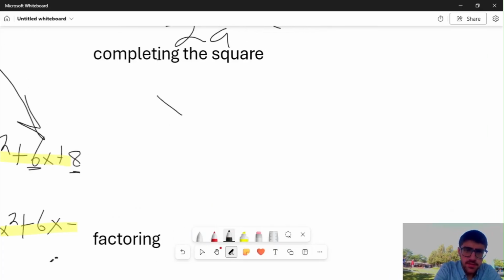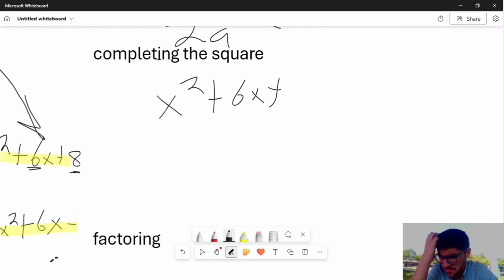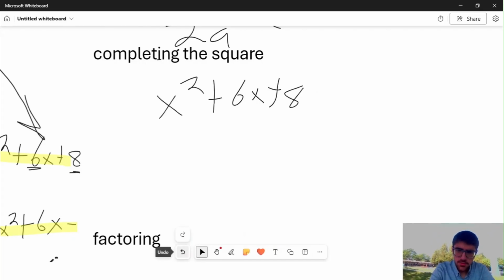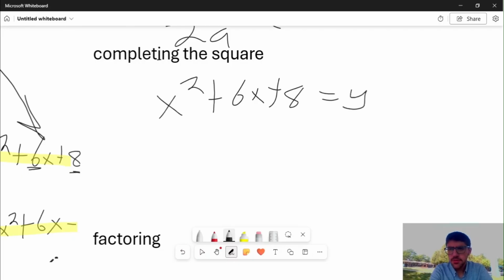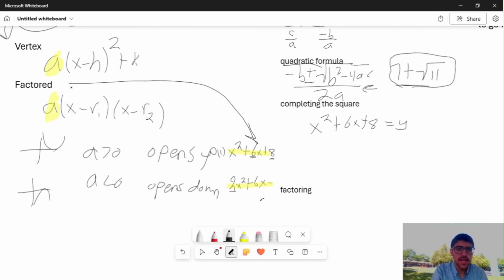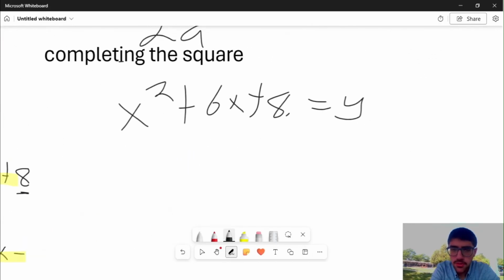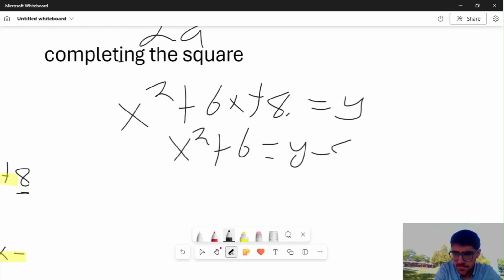Okay, so basically, let's use our same example. x squared plus 6x plus 8, and it's equal to y. I didn't write that the first time, but it is equal to y. So what you do basically, first thing, what are we trying to do? We're trying to get x minus something or x plus something squared. So how do you do that? First thing, you're going to get rid of the constant. So we're just going to take it to the other side. So you get x squared plus 6x equals y minus 8.